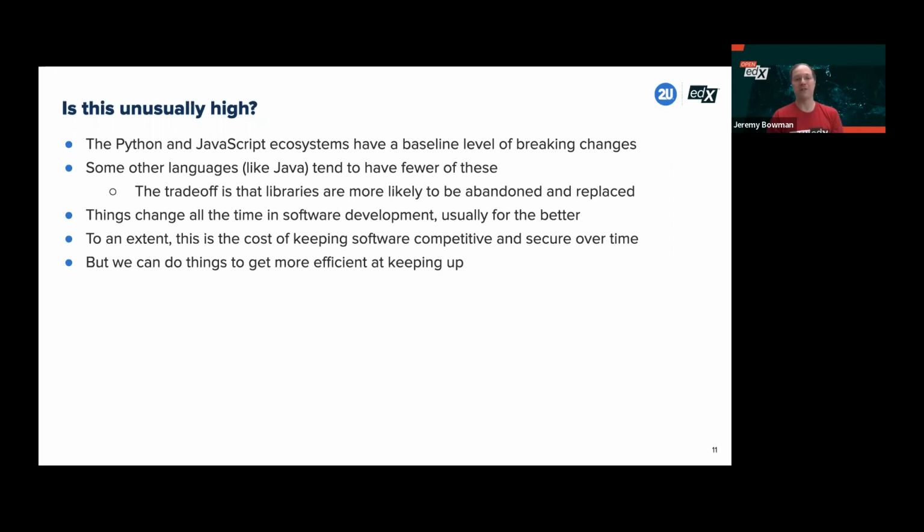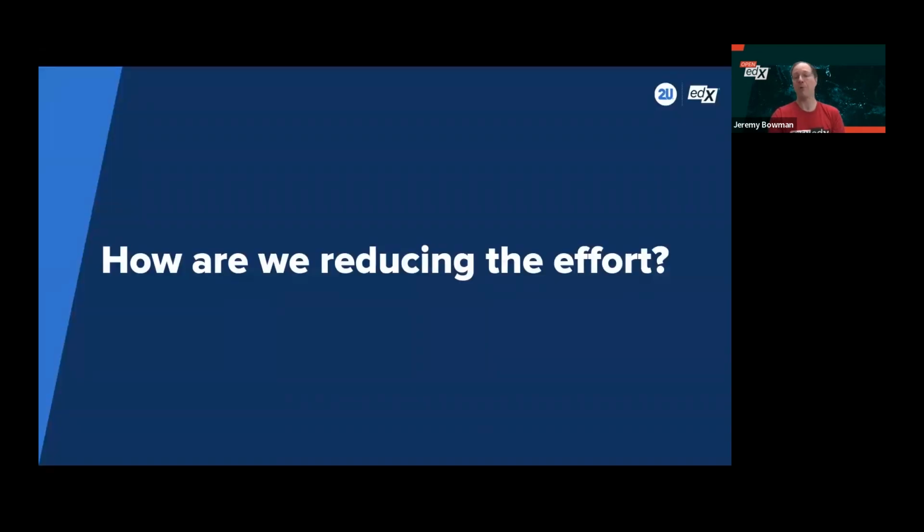So things change all the time in software development, usually for the better. You look at a new Django release, and most of the things in there are unquestionably an improvement over what was there before and really help out new development and new developers. And so to some extent, this is the cost of keeping up with the ecosystem and keeping software competitive and secure over time. But we can do some things to get more efficient at keeping up with this process. So how are we reducing the effort?